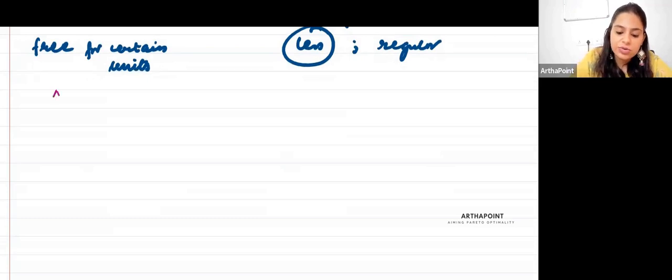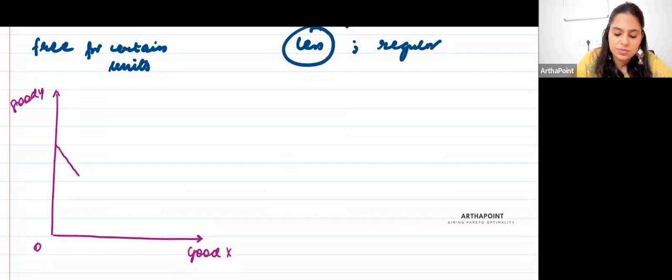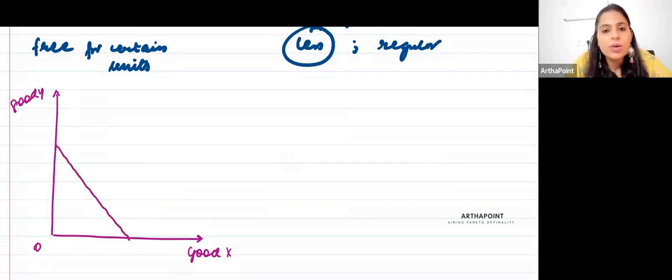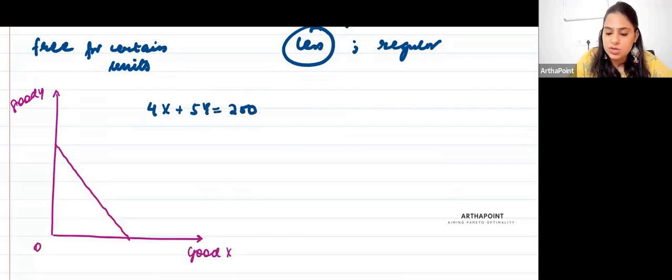Suppose I tell you that initially, this is my budget line. Now I tell you, you know what? Earlier, supposedly, I'll take the same budget line: 4X plus 5Y is equal to 200. So you had 50 here and you had 40 here.